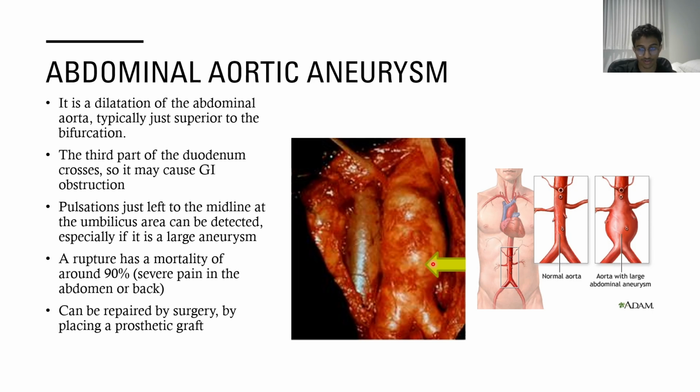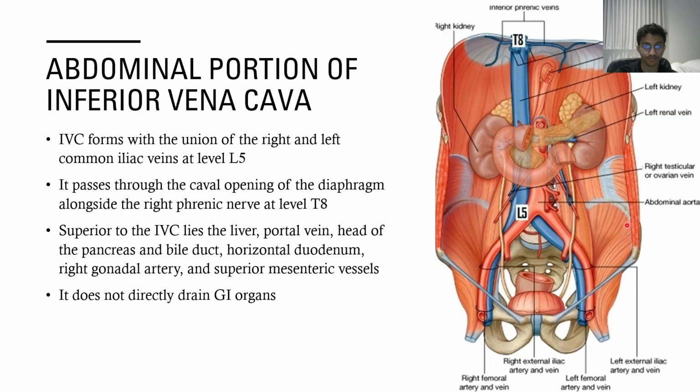And if it ruptures, it has a mortality rate of about 90%. But if it's detected early before rupturing, we can repair that by surgery, by placing a prosthetic graft. We don't replace the aorta, we just put something that allows the blood to pass through, bypassing the dilatation.